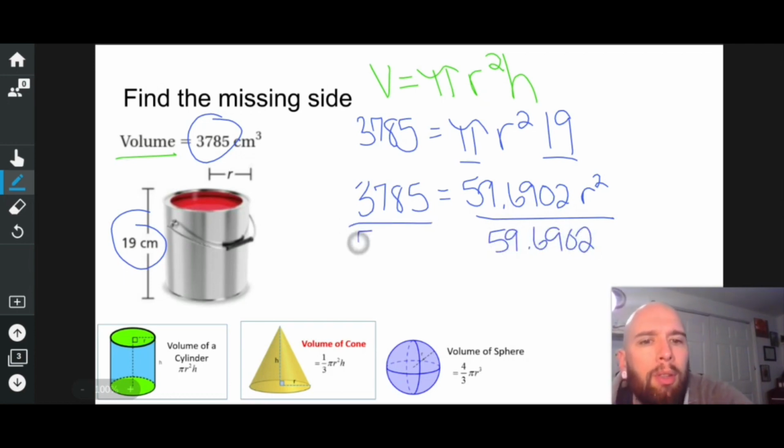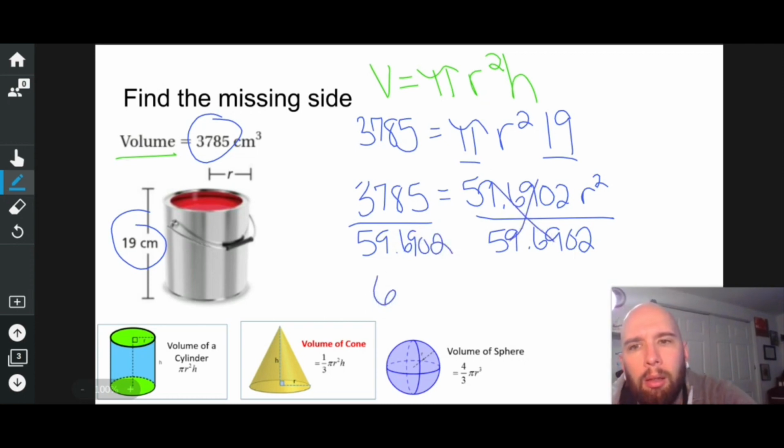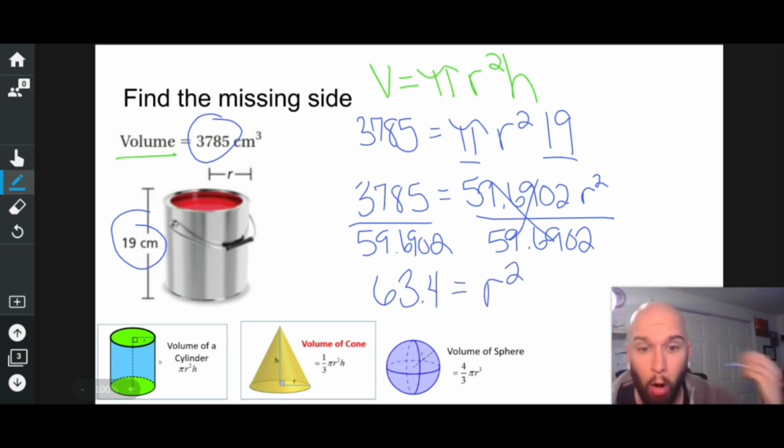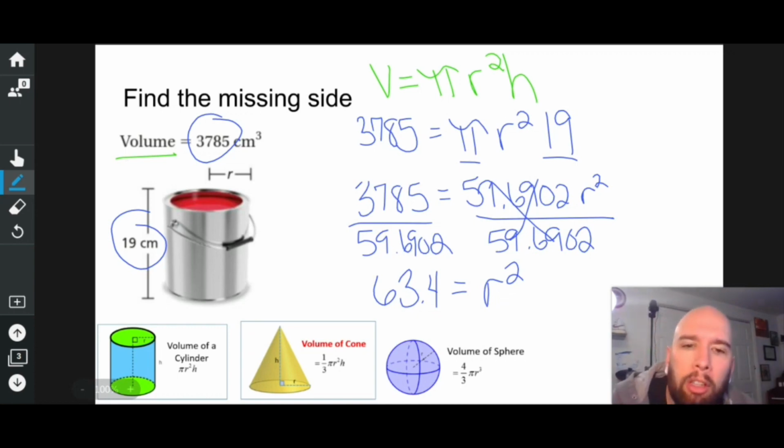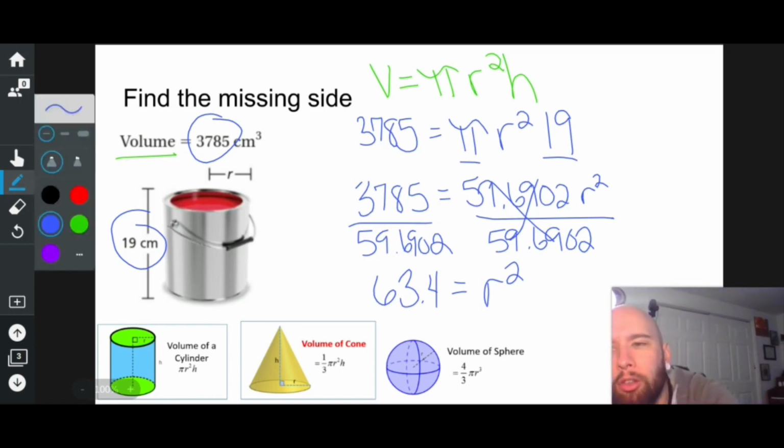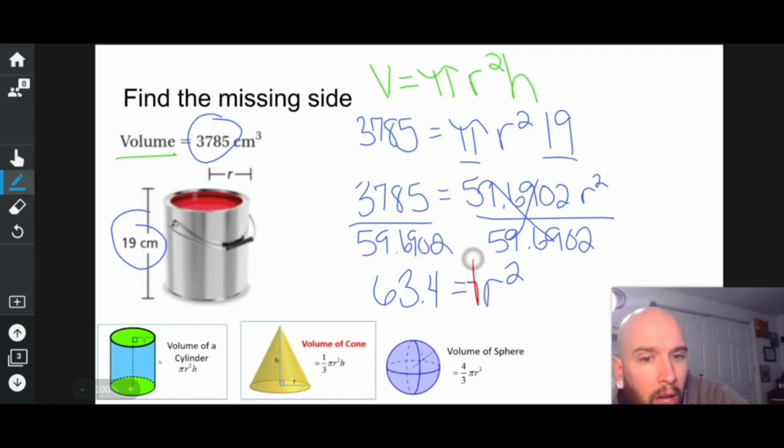All right, so what I did is I divided both sides by 59.6902. That gave me 63.4 equals r squared. Is r all by itself? No! R squared equals 63.4. So really what I ought to do is square root both sides, and that'll get rid of the square. Square root both sides, and I'm going to get something a little bit smaller than 8.